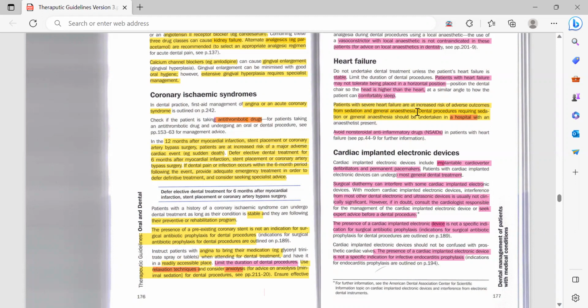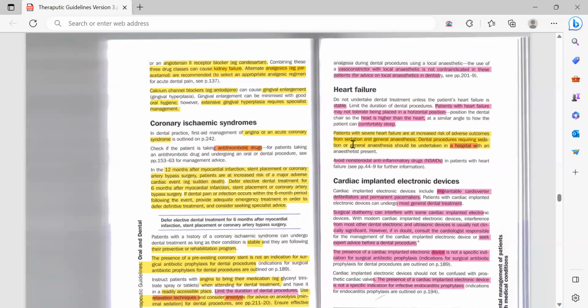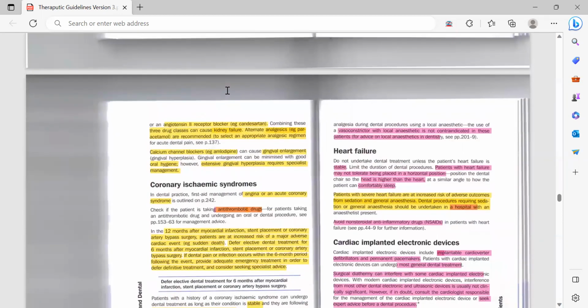Patients with severe heart failure are at increased risk of adverse outcomes from sedation and general anesthesia, and dental procedures that require sedation or general anesthesia should be undertaken in a hospital. Anyway, as a general dentist, you won't be doing these general anesthesia or sedation procedures, so you should not be bothered about these. But for NSAIDs, in a patient with heart failure, you need to avoid them. So, the patients in whom we need to avoid NSAIDs, until here, are heart failure patients and hypertensive patients.